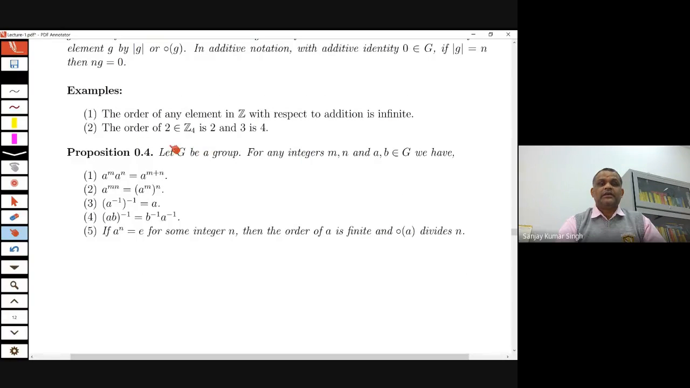So for example, if you take 2 in Z4, then 2 plus 2 is 4, and 4 is 0 in Z4. So the order of this is 2, meaning 2 power 2 is equal to 0, which is the identity in Z4 with respect to addition. So the order is 2. And if you take 3 in Z4, then with respect to addition, the order is 4. And if you take any element in Z, then you cannot get the 0 element after taking finite powers. So any element in Z has infinite order.